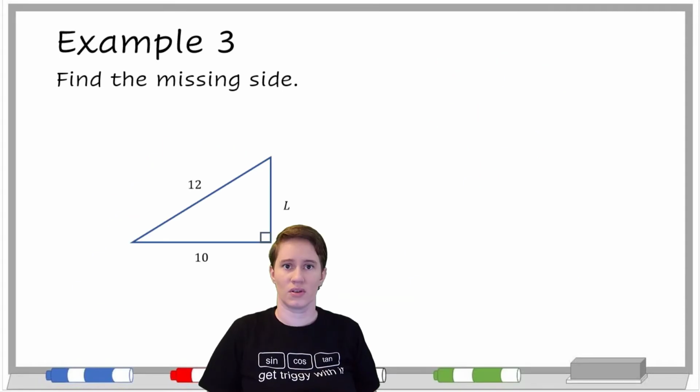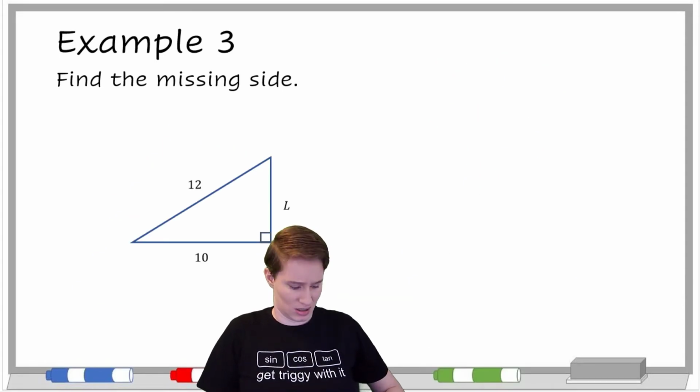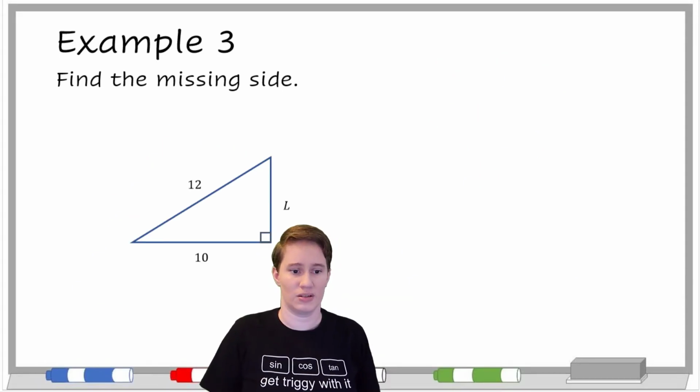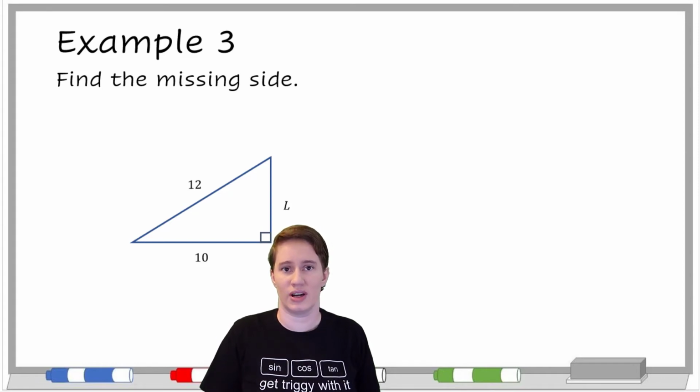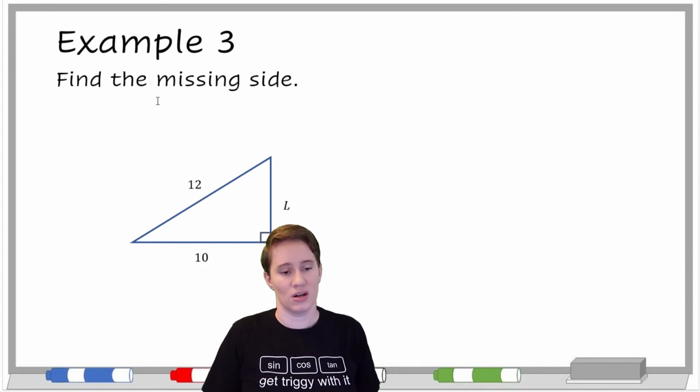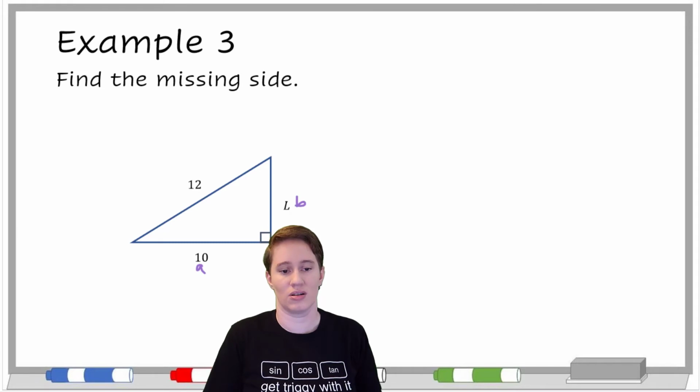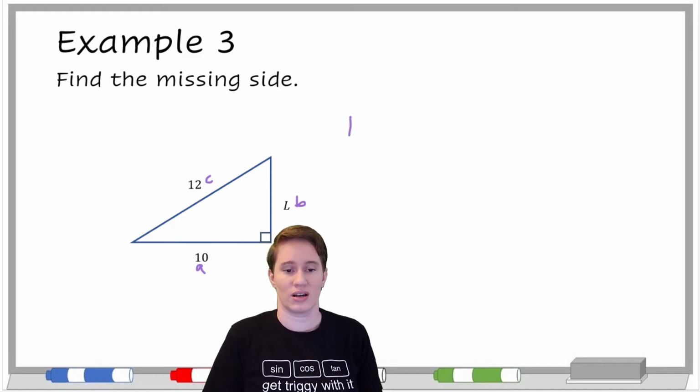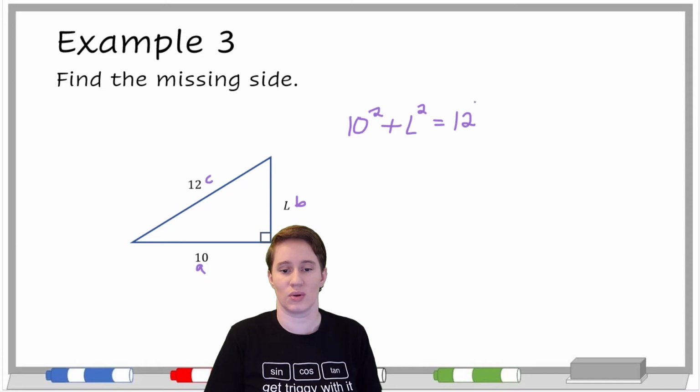All right, our next example here, we are not finding the hypotenuse. We know the hypotenuse, but we want to find one of the legs. So it's going to work in a similar way where we're going to label A, B, and C, and plug it into the Pythagorean theorem, but our process of solving is going to be just a little bit different. Again, it doesn't matter which one of these I call A and B. So since I've got 10 labeled as A, I'll do 10 squared plus L squared equals 12 squared.